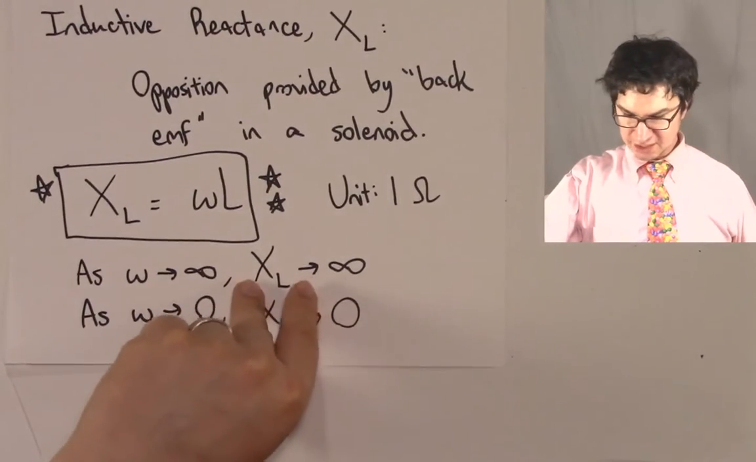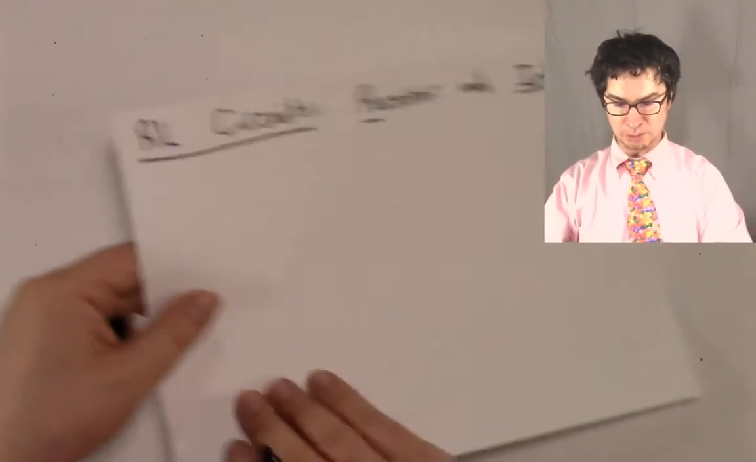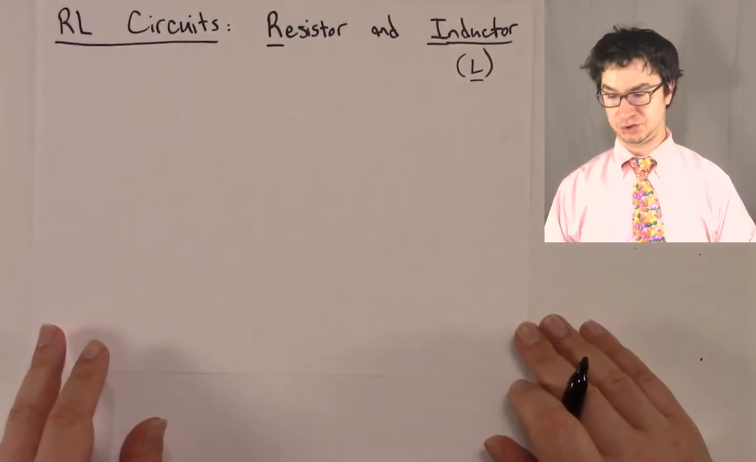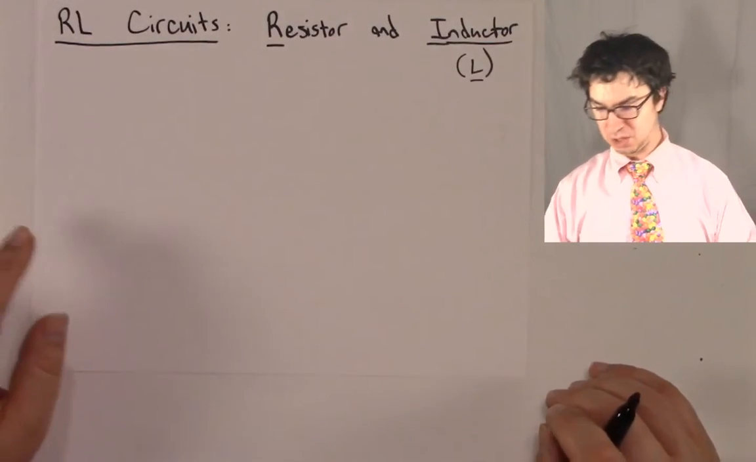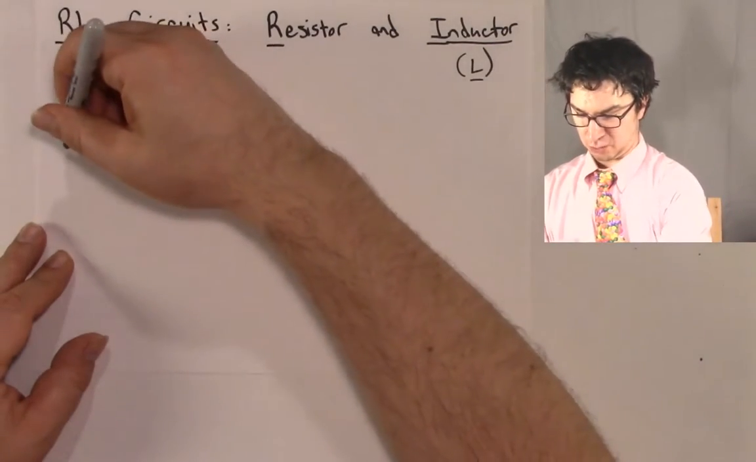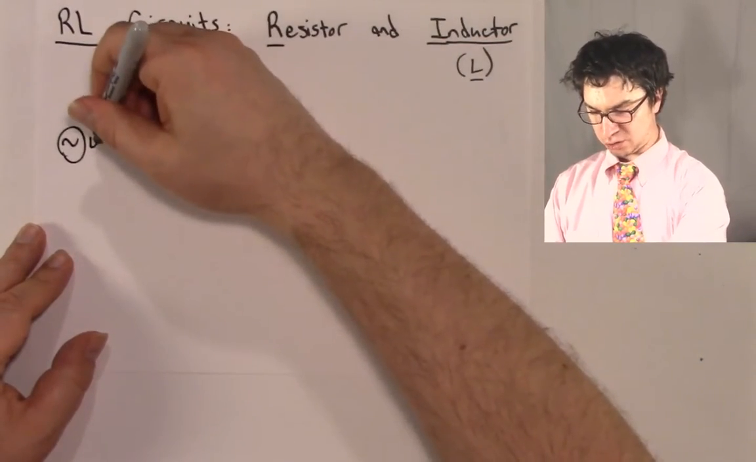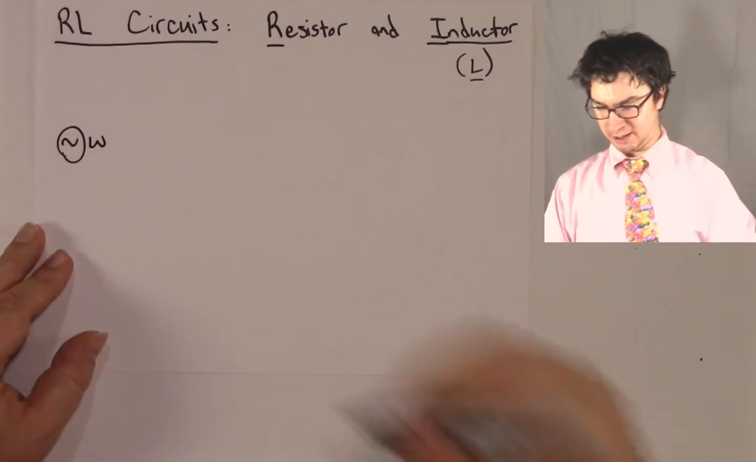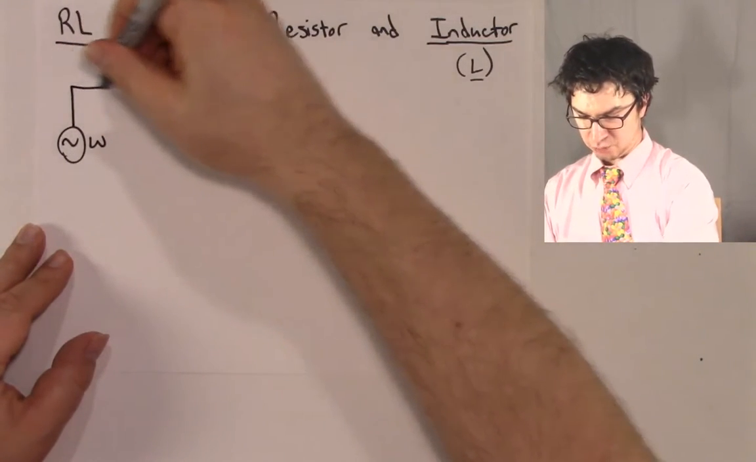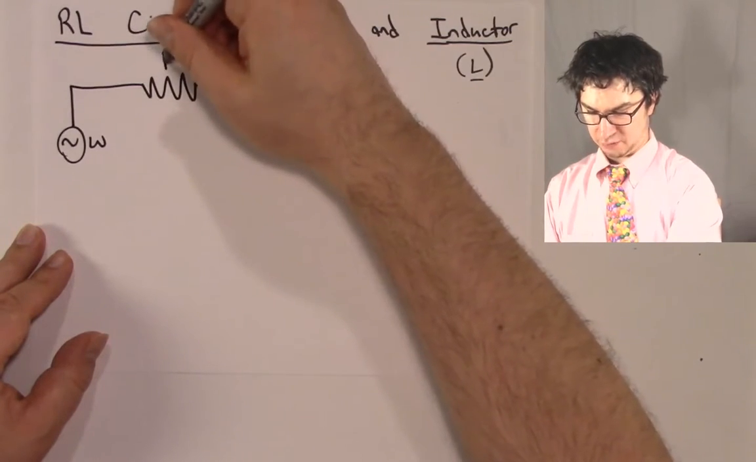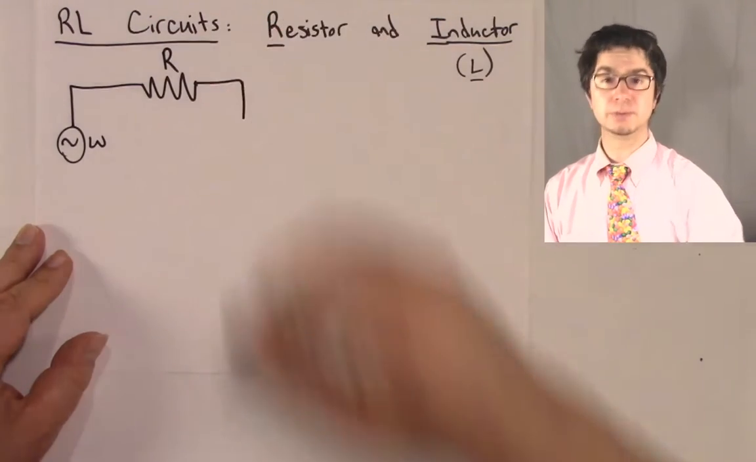What we want to study now is what happens when you put a resistor and an inductor together in a circuit. That's called an RL circuit. So let's draw this out. Let's start with our AC source. Here's our AC source with angular velocity omega. We're going to put a resistor in our circuit. This is R for resistor. And then we're going to put an inductor.